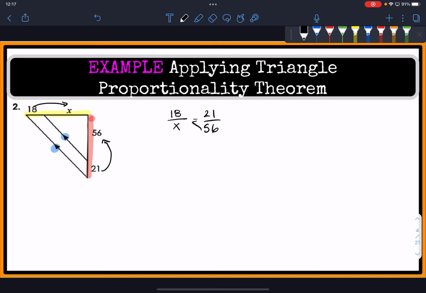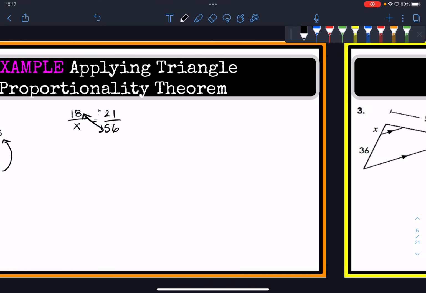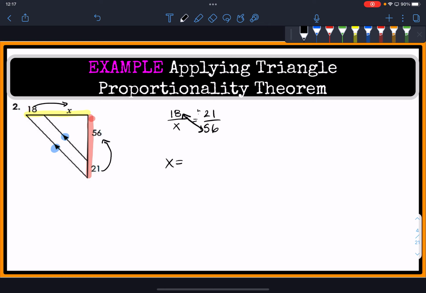That's going to multiply the 18 and the 56 and divide it by 21, which gives us that the value of x is equal to 48.